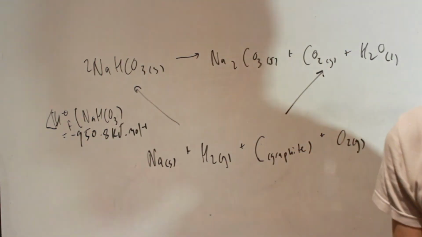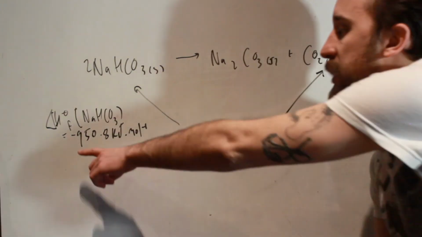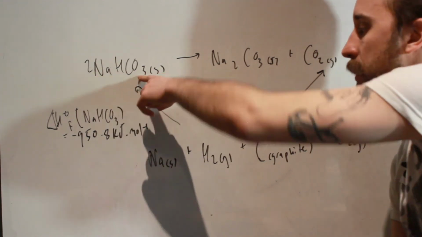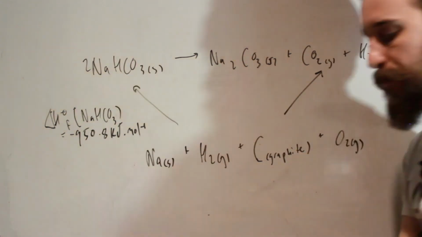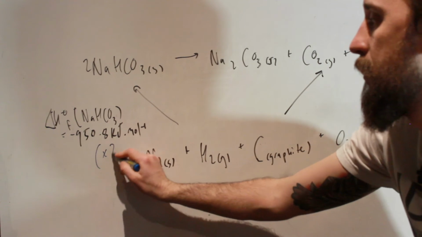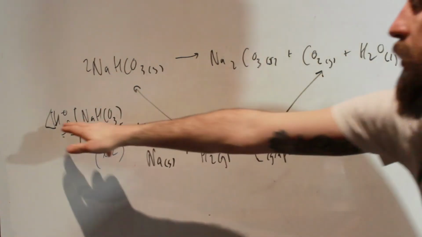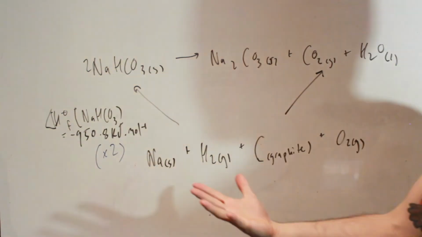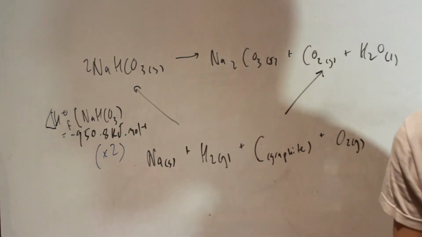When I said before that we need to take into account the number of moles of each reactant and product, this is where we're doing that. So it takes this much energy to form that from its elements, but we're forming two of these. So we've got to bear that in mind, that we're doing this delta H formation twice because we need 2 moles of that. Hopefully that makes sense to you. If that's the delta H formation for one of them, and we got 2 of them, we got to multiply it by 2.